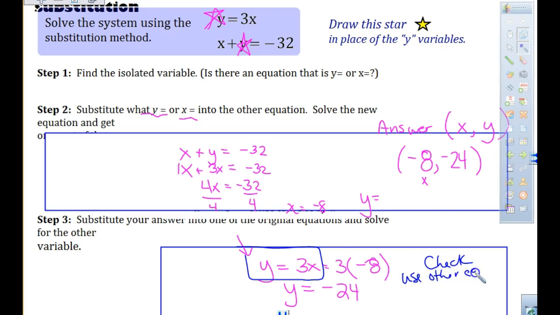Use your other equation. Sam, right now I just want you to do this. You can check for your homework later, okay? I just want you to write this with us, okay?